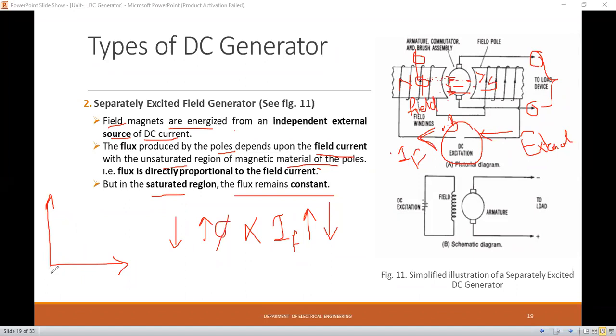That means if I increase the field current up to one particular point, then the flux phi increases linearly. So as the field current increases, the flux increases. Similarly, up to one point, that is the saturated point. If we again increase the current, the flux remains constant. So this concept is nothing but saturation, same as our sugar dissolving in water.